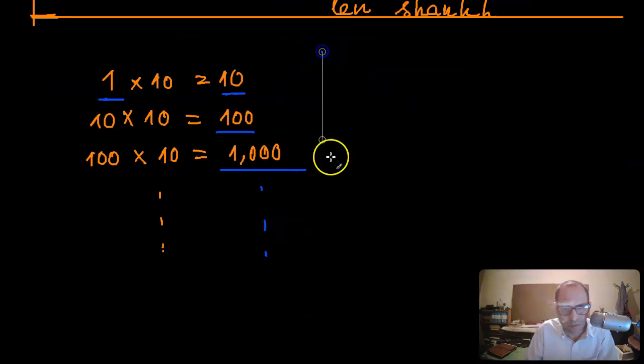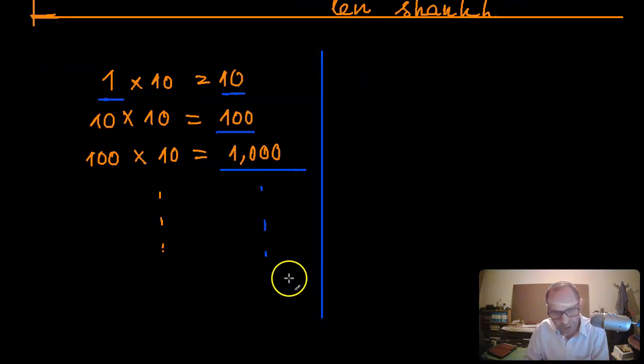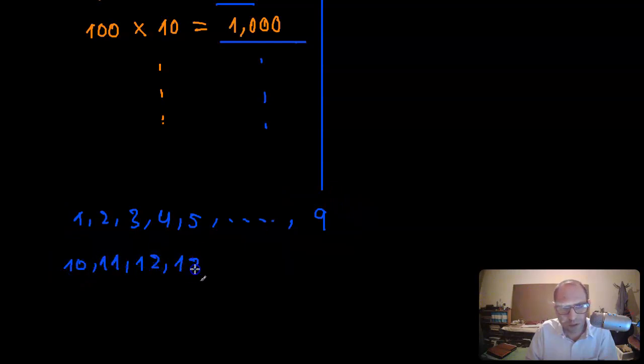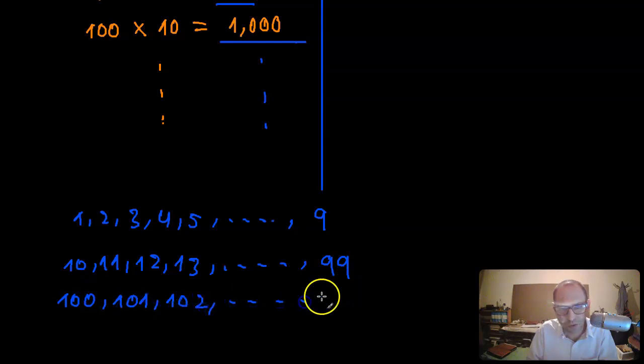Another way to get to the same numbers is through addition, right? Let's start with a 9, which is the greatest 1-digit number. You go from 1, 2, 3, 4, 5, and so on, all the way up to 9. And then after 9, you have 10, 11, 12, 13, and so on, all the way up to 99. Then you have 100, and then 101, 102, and all the way up to 999.